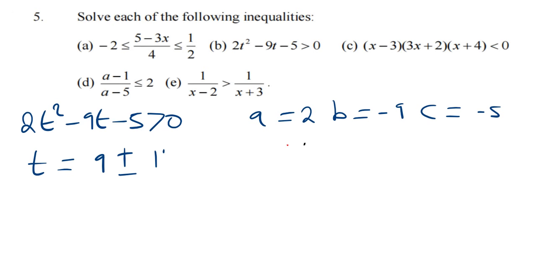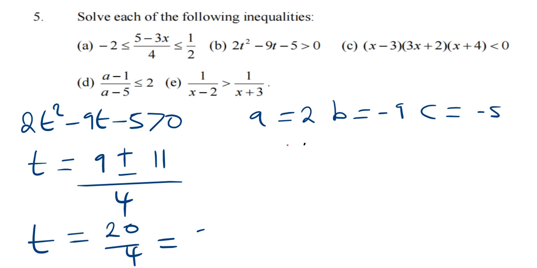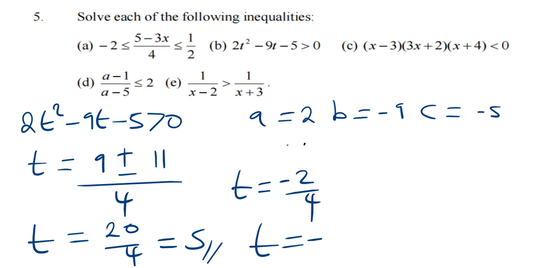So I'm going to have 11 there over 2a. Now a is 2, so 2 multiplied by 2 is 4. So the values of t: the first one, we are adding 9 plus 11, that is 20, divided by 4, we're going to have 5. Another value is 9 minus 11, that is negative 2 over 4. So another value of t is negative half, because 2 into 2 is 1, 2 into 4 is 2. So these are the two values of t that we have.